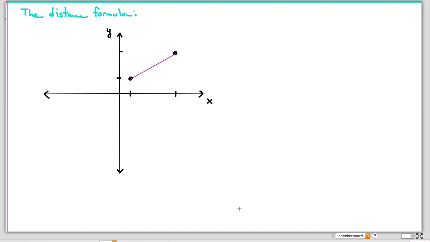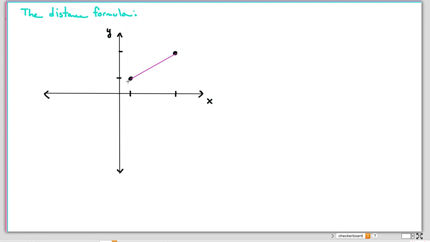Using the Pythagorean theorem, basically what we have here is you have two points and you want to find the distance between them. So I'm doing this in general. This is for any two points.